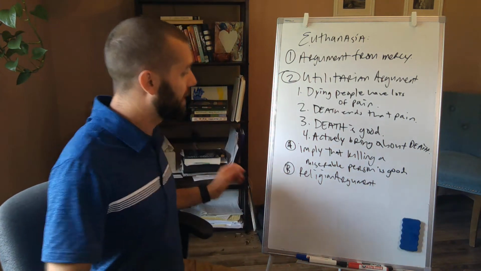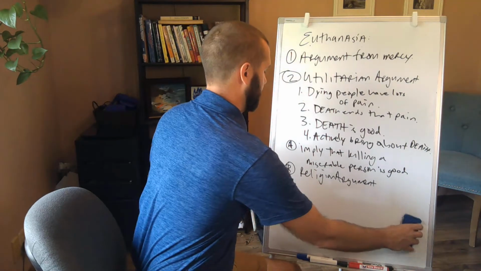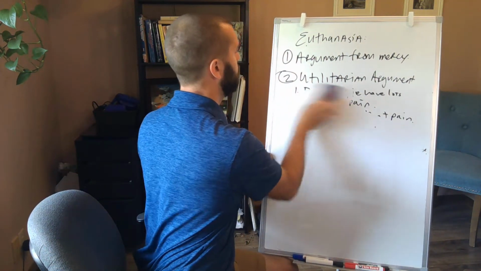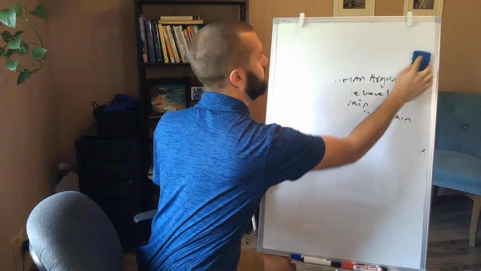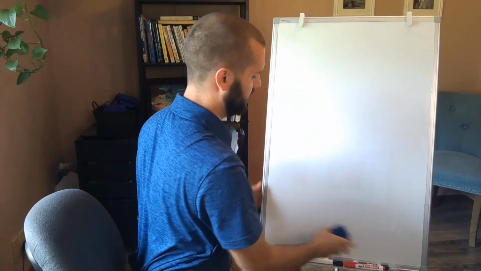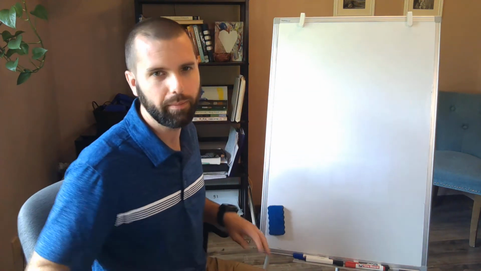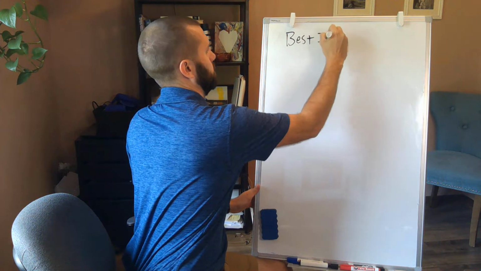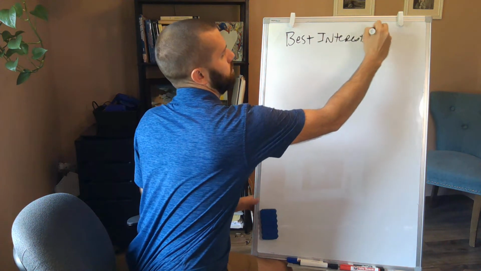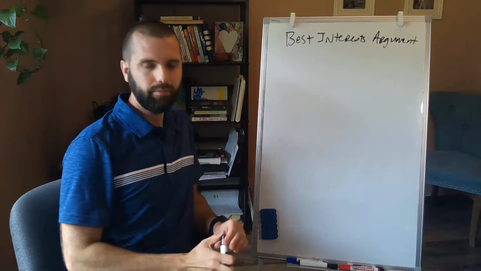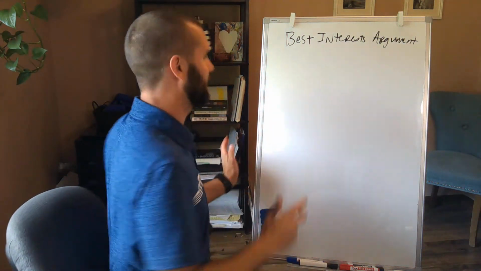So what's then the final argument that he gives? The argument that he thinks sort of hits the sweet spot here. I'm going to erase all of this here. The argument that he thinks is ultimately the best argument is what he calls the best interests argument. The best interest argument goes something like this.